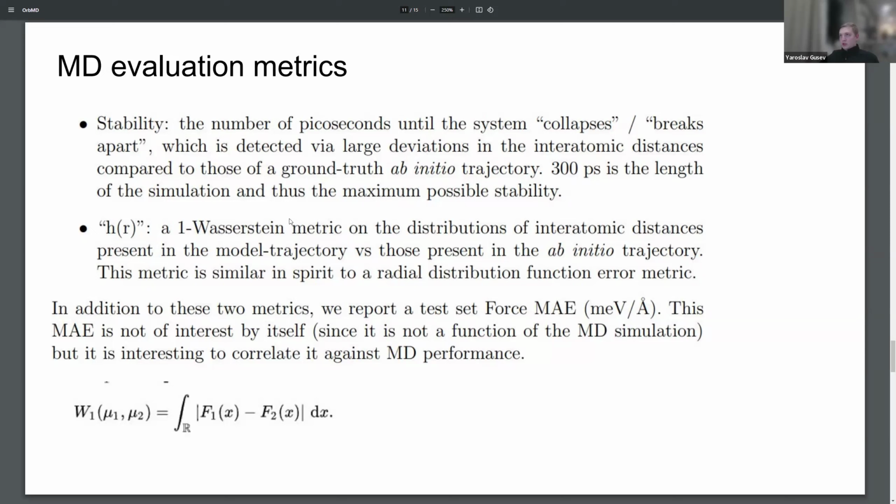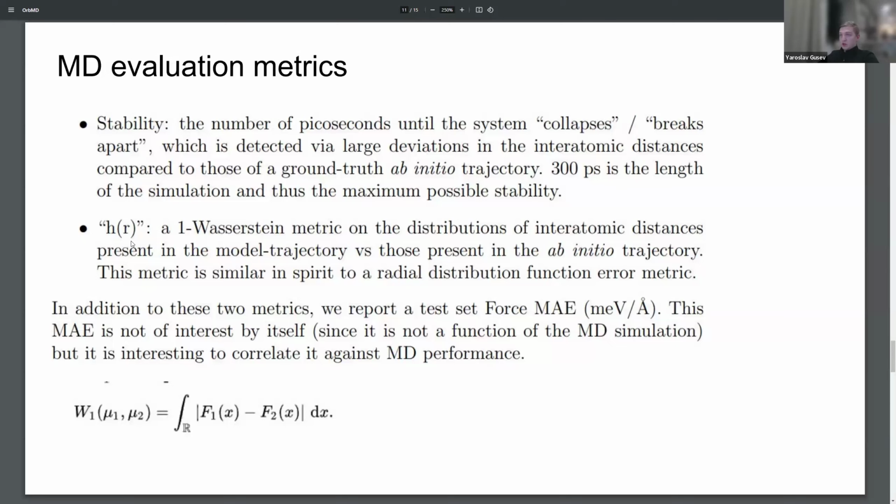And there are some metrics they are concerned about. The stability is how long you can perform the simulation without the system breaking apart, essentially. And this can be defined as large growth of interatomic distances, for example, or growth of velocities, of kinetic energy, or something. And in some problems they observe nice results with respect to other methods.